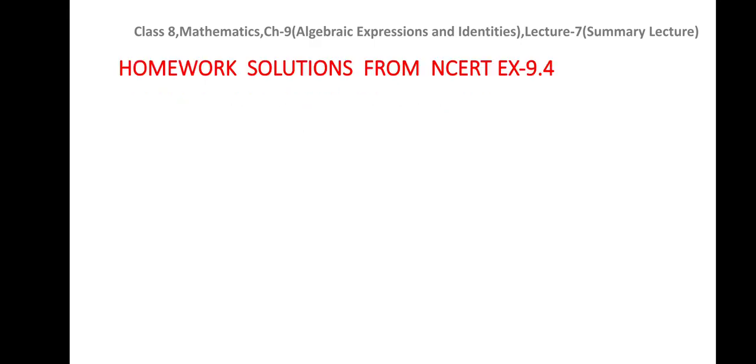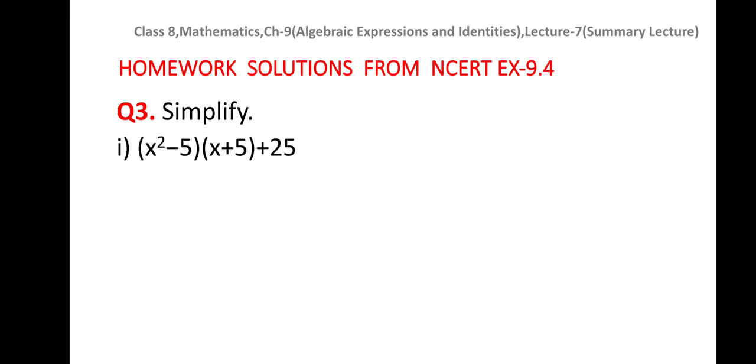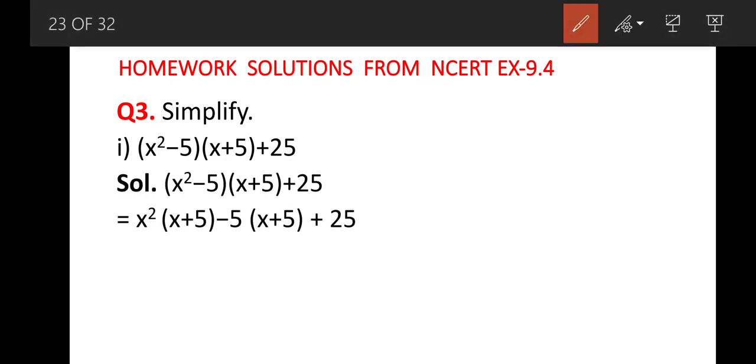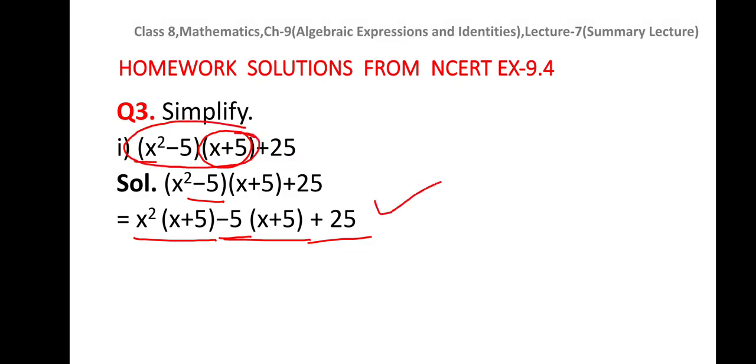Now coming to the homework solutions from NCERT exercise 9.4. Question number 3 is to simplify. This expression is given to you and you need to simplify it. So how will you do it? You take the first term of the first expression and multiply it with the second expression, like I have written here: x square into x plus 5. Minus 5 is the second term, so minus 5 into x plus 5. Plus 25 is written outside the bracket, so I will not multiply it by x square. These two terms are to be solved. Plus 25 is written separately.